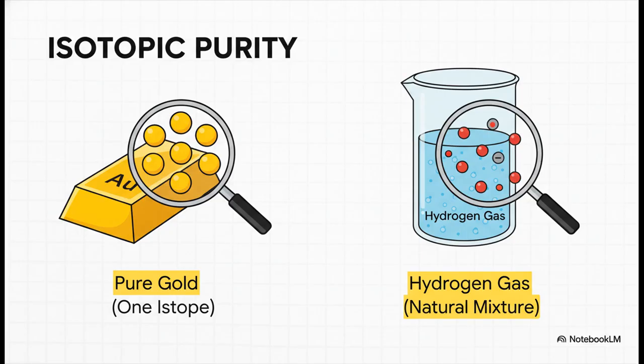Some elements, like gold for example, pretty much only exist in nature as one stable version. So a gold bar is pure through and through. But most other elements, like hydrogen or the carbon we just talked about, exist as a natural mix of their different isotopes. It's still chemically pure, every atom is a hydrogen atom, but it's technically a mixture of different weights.